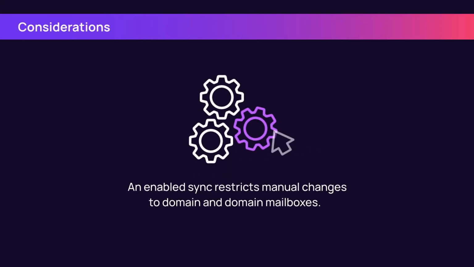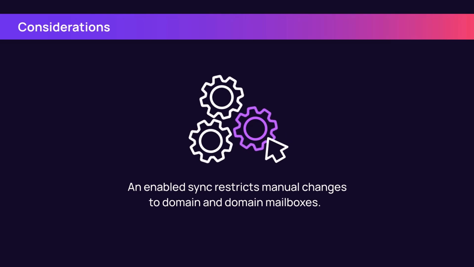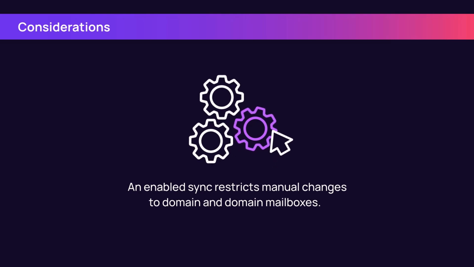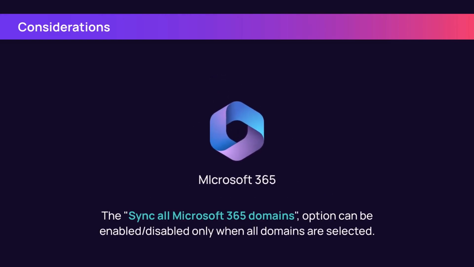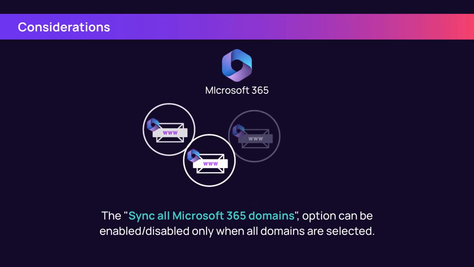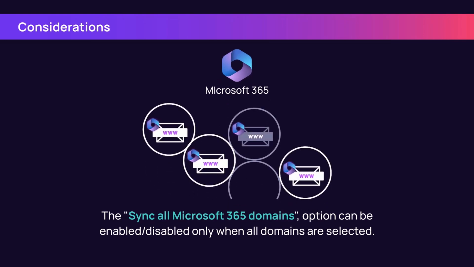All domains selected during the M365 Sync bind to your selected region. If you need a particular domain to have a different data storage region, exclude it from the sync and add it manually. The Sync All Microsoft 365 Domains option, enabled only when all domains are selected, automatically adds future domains detected in the Microsoft tenant and applies the same settings configured on the settings page to those domains.